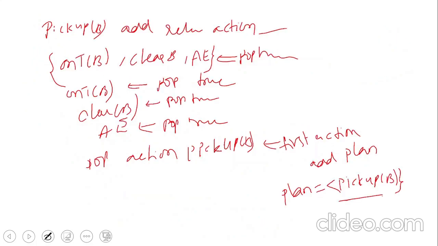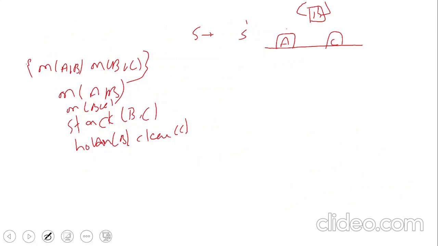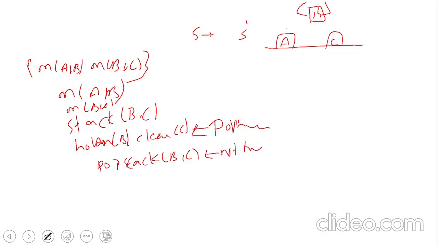Okay, after that, holding B is there, we pop that one. So that's not true, then we pick up. This pick up B is also popped out. Okay, so this is the thing we are having. So this thing also we can pop. This is also true, pop, true. Next, stack BC. Okay, next pop stack B comma C. Okay, if I pop this action, it's not true. We are not having it in the state S bar. Okay, so what is the relevant?